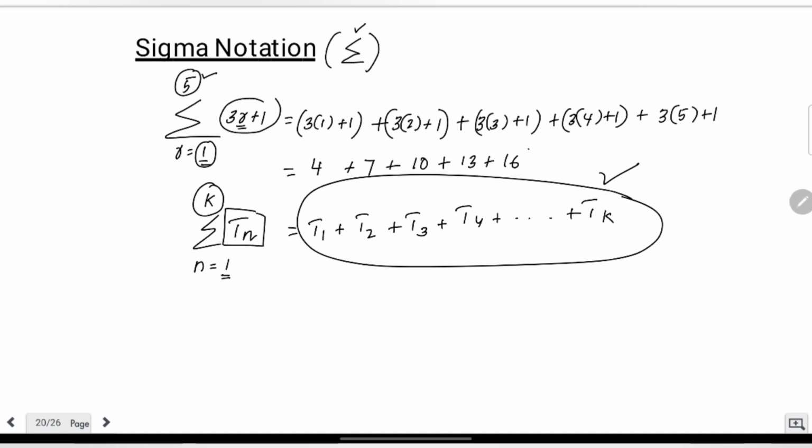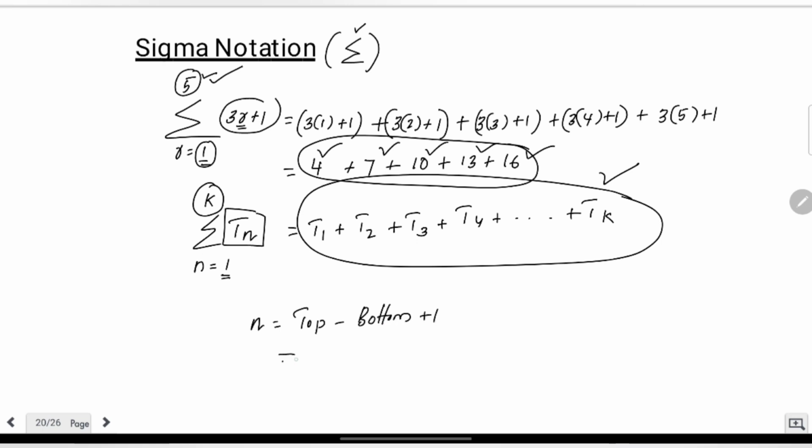For example, this question. Here, how many terms are there? 1, 2, 3, 4, 5. So for the number of terms, there is a formula that we are using. That formula is n is equal to top number, which is 5, minus bottom, plus 1. I'm talking about this example. The top number is 5 minus bottom number 1 plus 1. So this is how we are finding how many terms are there. What is the answer? 5 terms are there.